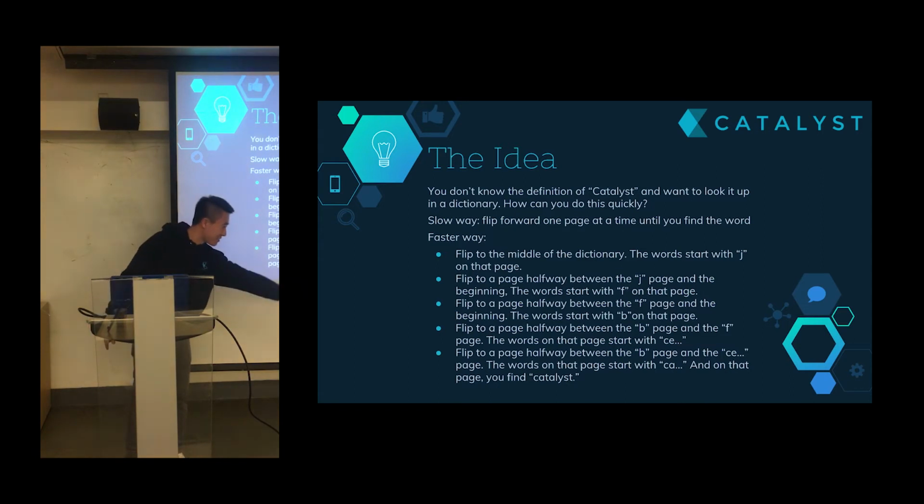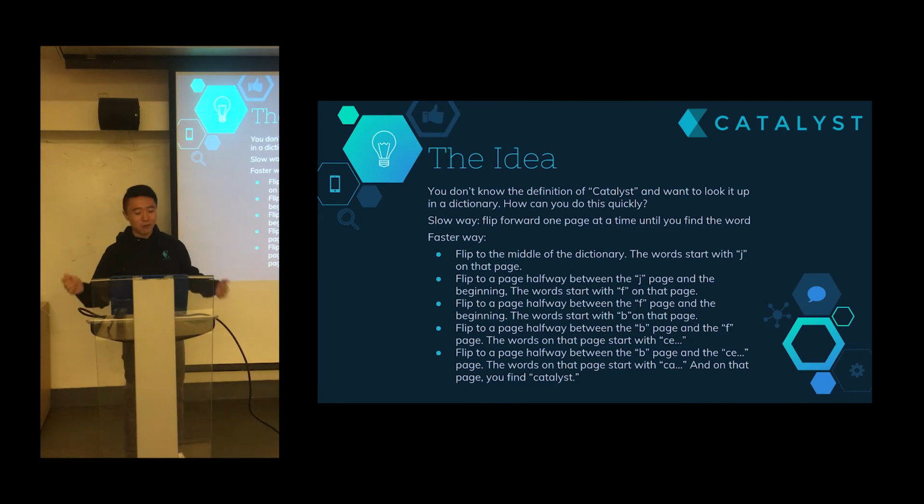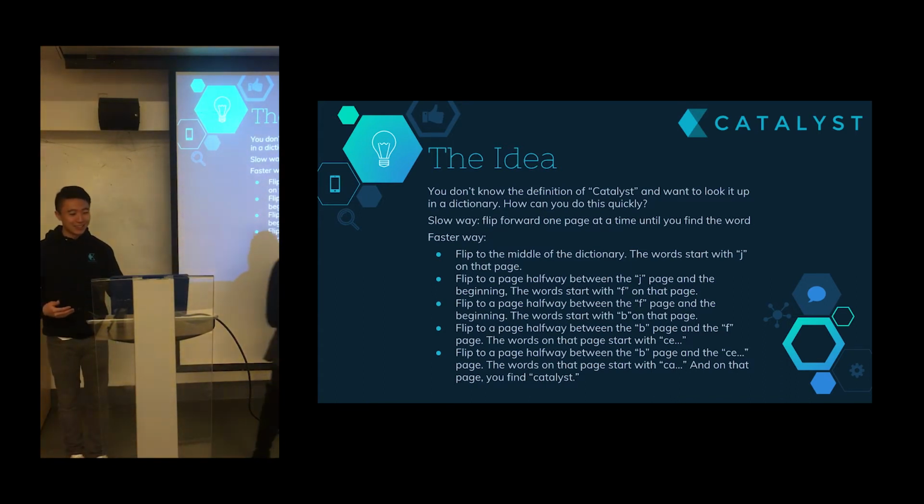So Ashka, come halfway here. Awesome. So then you flip to something that's halfway between the J page, where Ashka stands, and the beginning, where Simran stands. And that's about over here, and the words start with F on that page. So when you start with F, that also means that you're still too far, right? So then you need to come back in again.